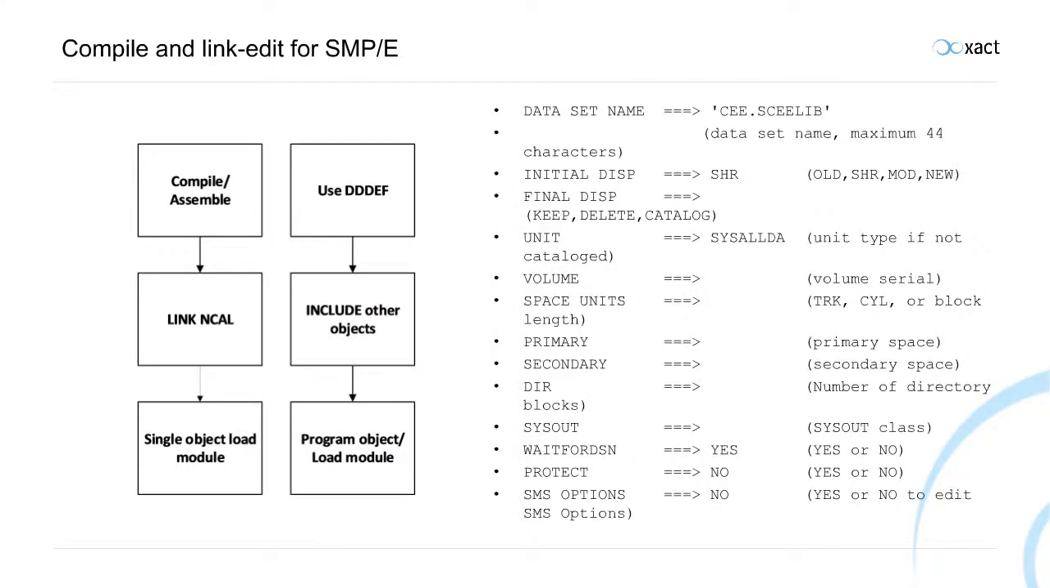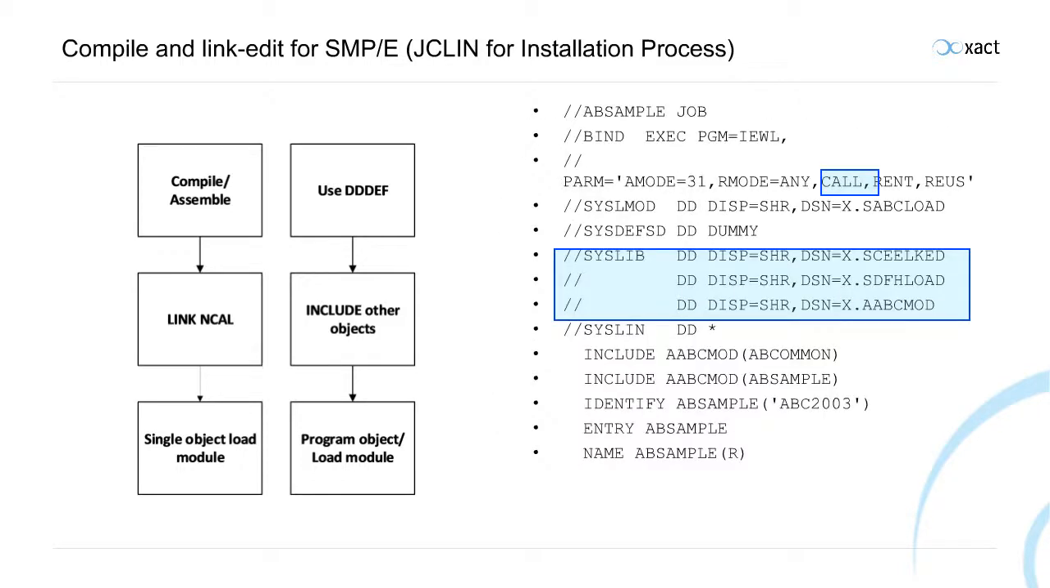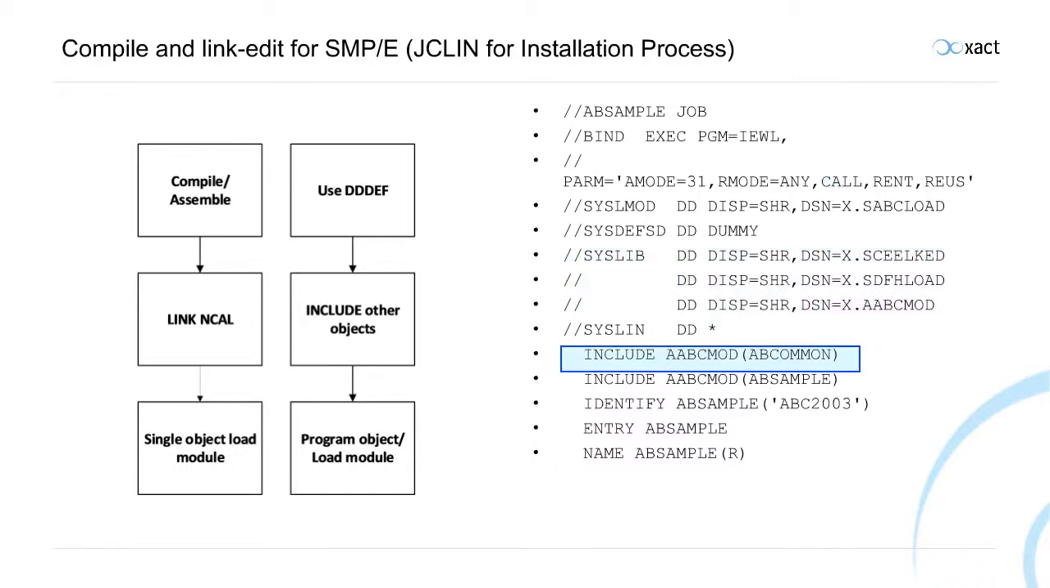The second flow is the link editing done by SMPE on the customer's system. On the right we have an example of a DDDEF statement as displayed in the ISPF panels. Finally, we have the link edit statement from the JCL as used by SMP. Here we have the call parameter, the SYSLIB statements, and the include statements that were omitted in the process on the left side.